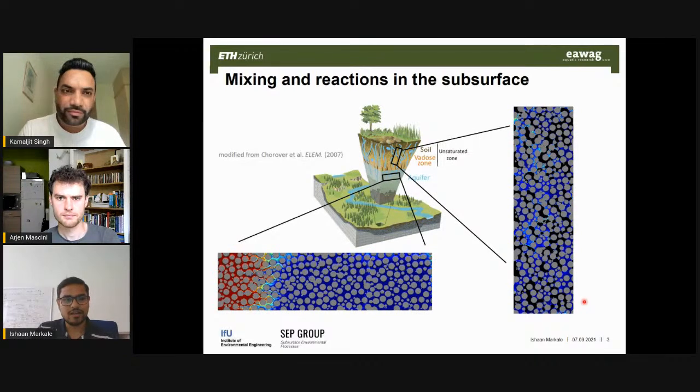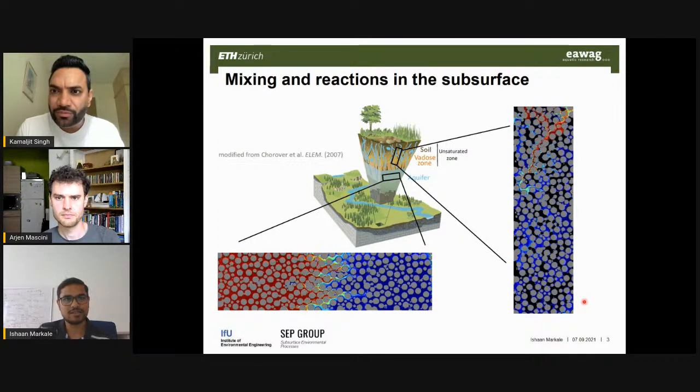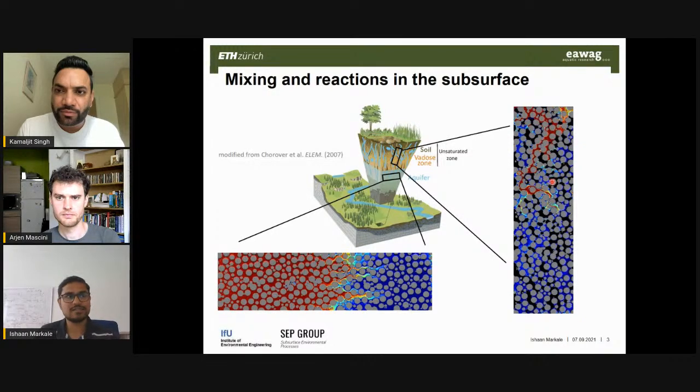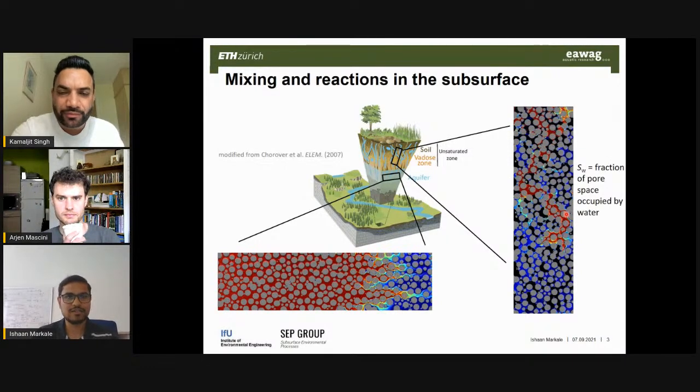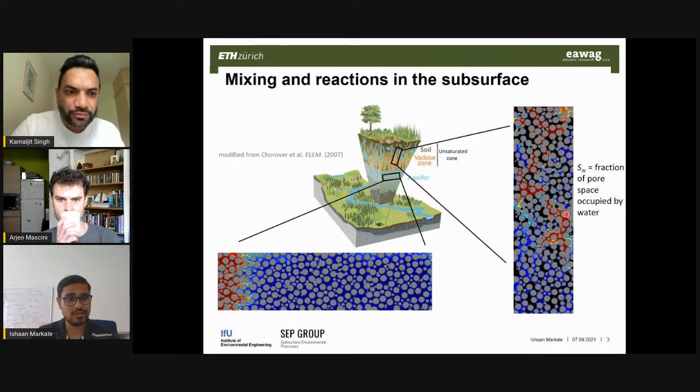However, now if we look at the unsaturated zone, where there is a different phase present, for example, air, which is shown in black color in the right figure, we can see that the flow is very heterogeneous, and this makes these preferential flow paths, which you can see here. This is the area in which the flow is mainly occurring in this case. And this also depends on the fraction of the pore space which is occupied by the water. In this case, it's called the saturation level, and this has also an effect on flow and transport in these kinds of systems.